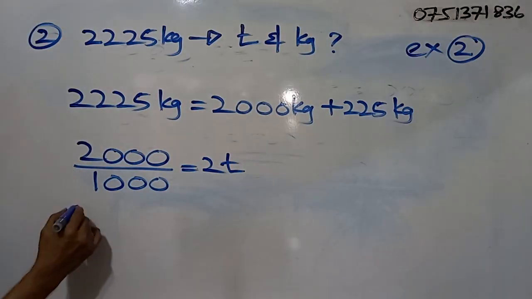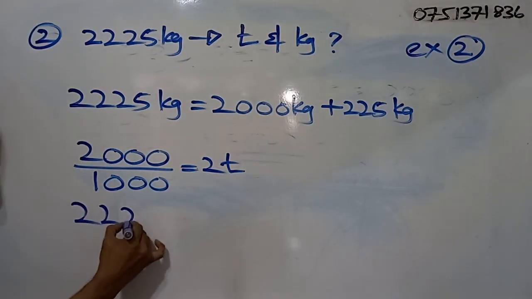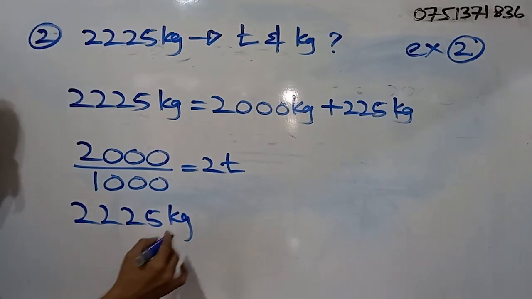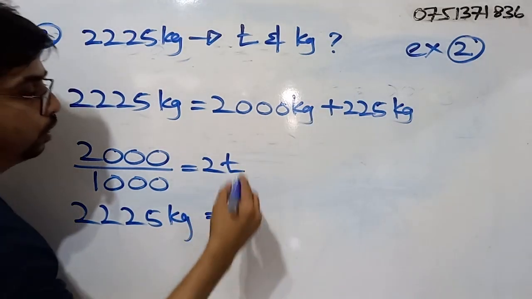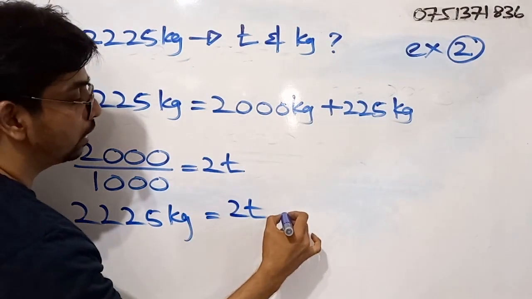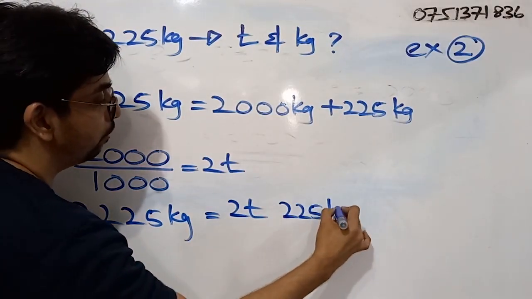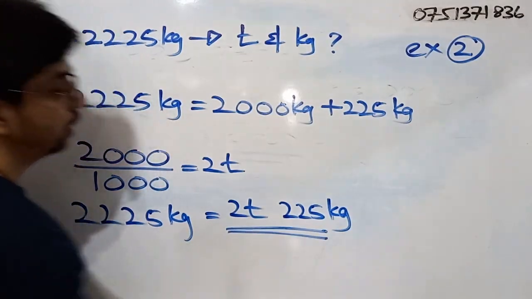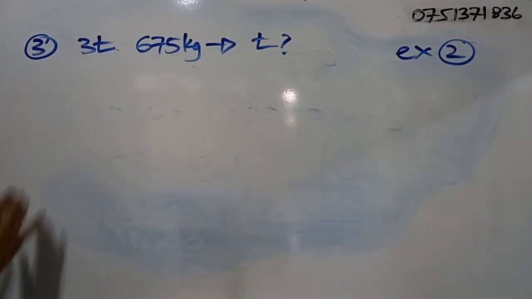So when we convert 2225 kilograms into tons and kilograms, it will be what? 2 tons and 225 kilograms. That's the answer.